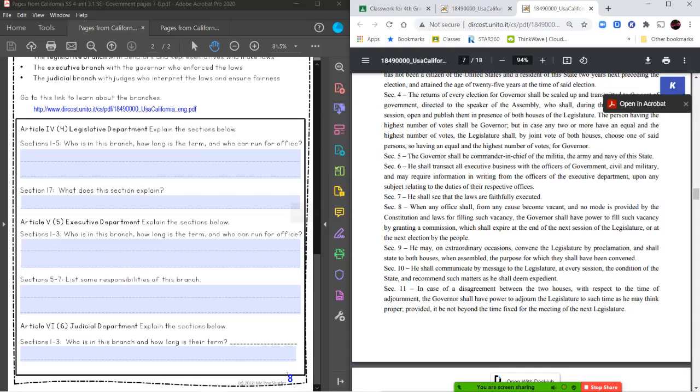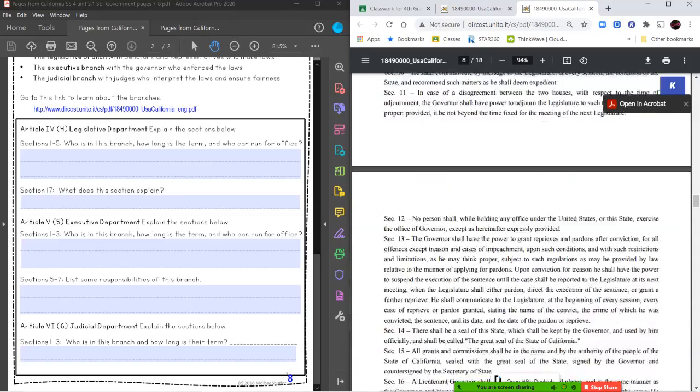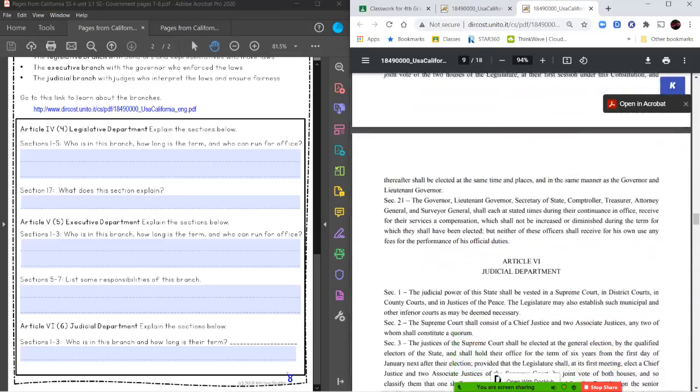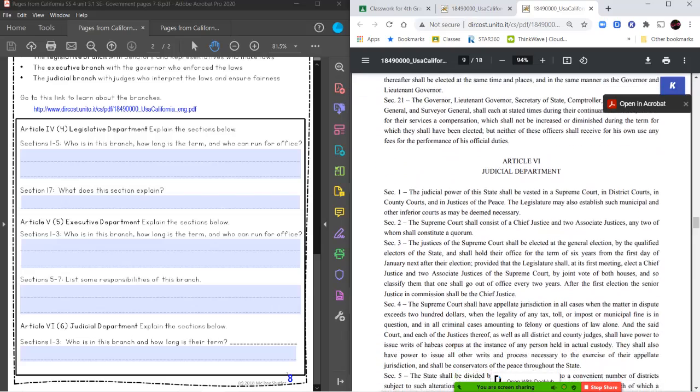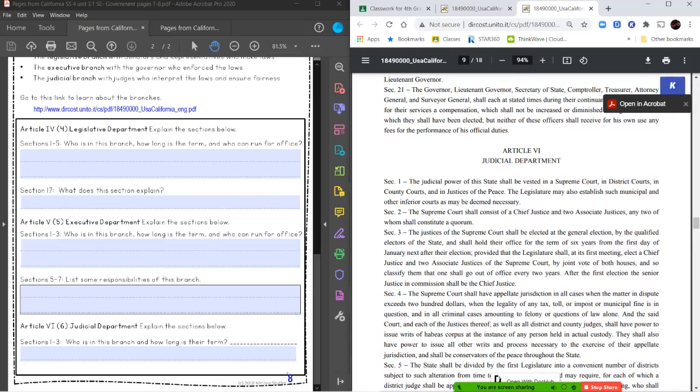We'll move into Article 6 about the Judicial Department, and we're going to be reading just sections 1 to 3 here. Now, section 1, we're going to write who's in this branch and how long is their term. So those are the only 2 questions for this section.